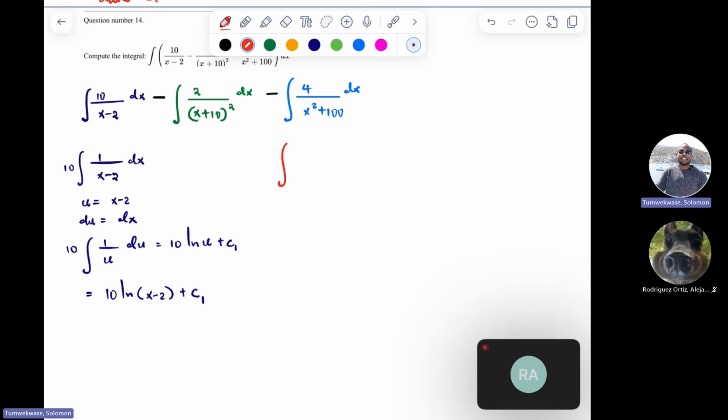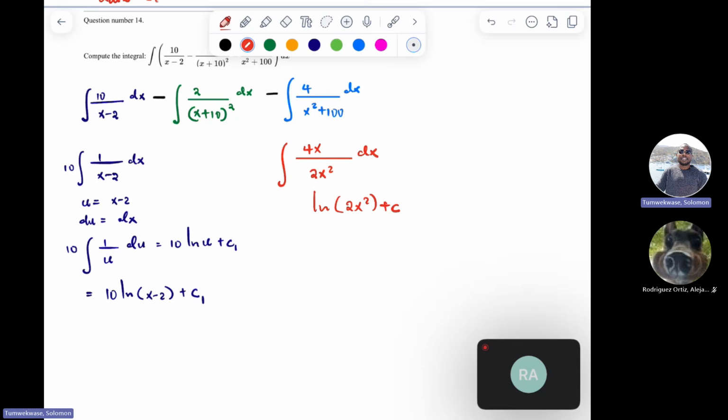Let's take an example, just a random one. If I take the integral of 4x over 2x squared dx, by looking at it I can say this is the natural log of 2x squared, plus a constant. So that answer should be correct.